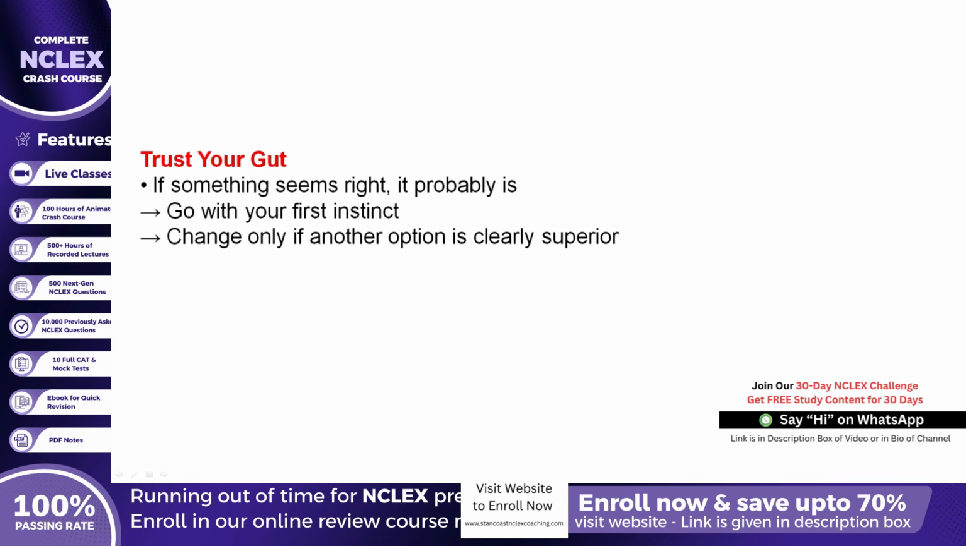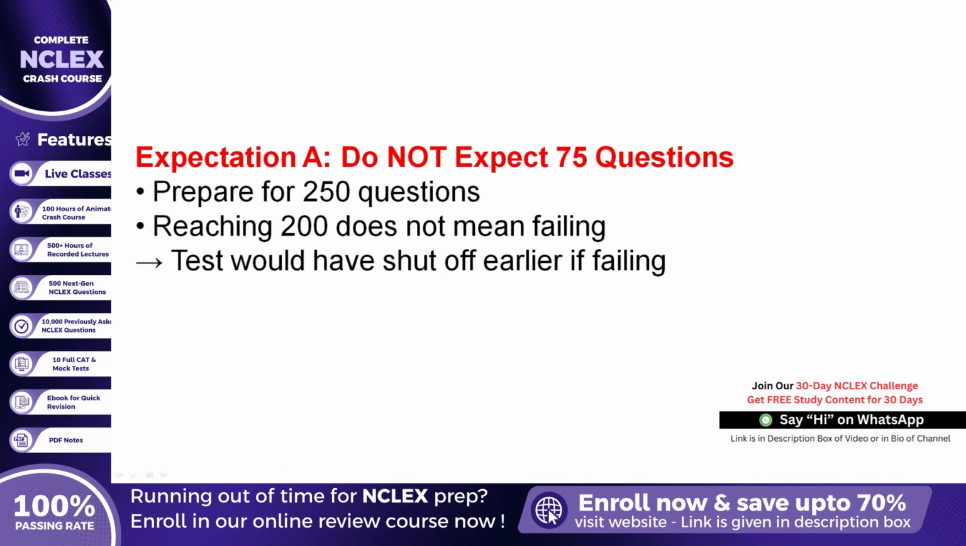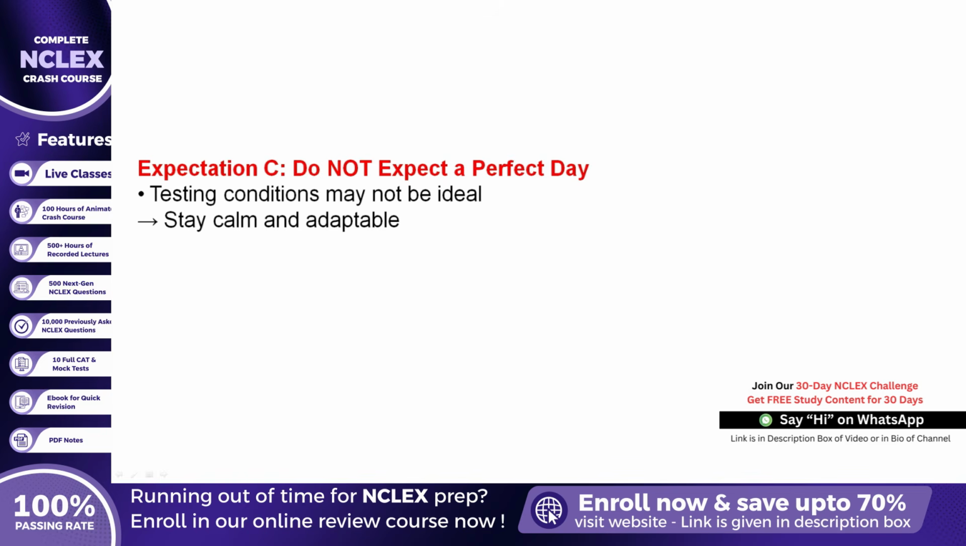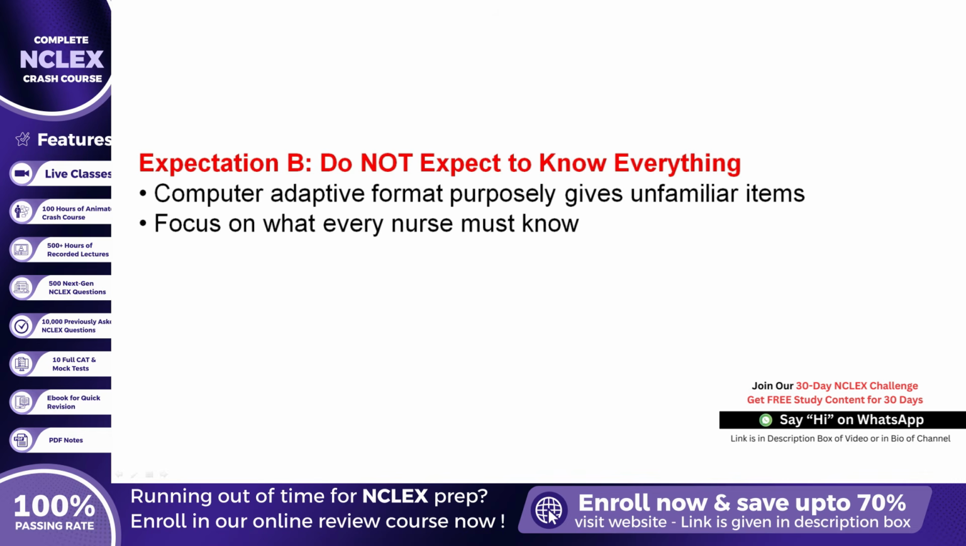Let us begin with expectation A, which is that you should not expect 75 questions. Instead, be prepared for 250 questions. Reaching 200 questions does not mean failing, because the test would have shut off earlier if you were failing. Now moving into expectation B, do not expect to know everything. The computer adaptive format purposely gives unfamiliar items, and your job is simply to focus on what every nurse must know.